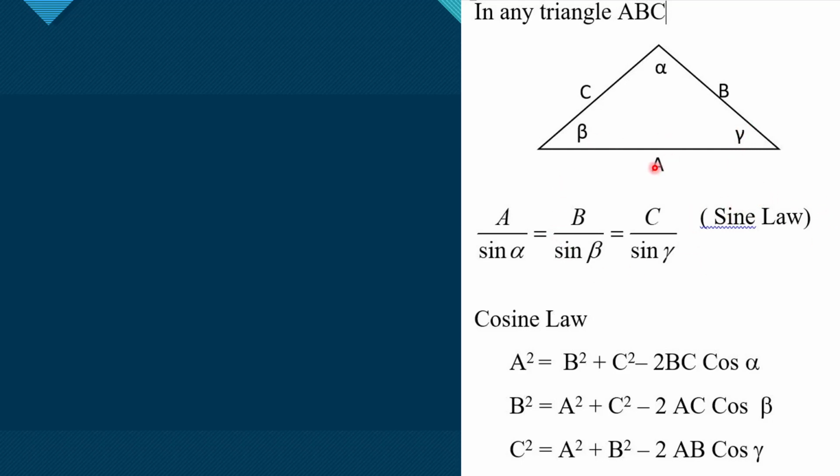Now, what is cosine law? If you want to find out the side A, that can be found out using cosine law. A square will be equal to B square plus C square minus 2BC cos alpha. Similarly, you can find out the side B also. B square will be equal to A square plus C square minus 2AC cos beta. Similarly, C square will be A square plus B square minus 2AB cos gamma. So, using this sine law and cosine law, we can find out the magnitude and direction of the resultant force using triangle law of forces.